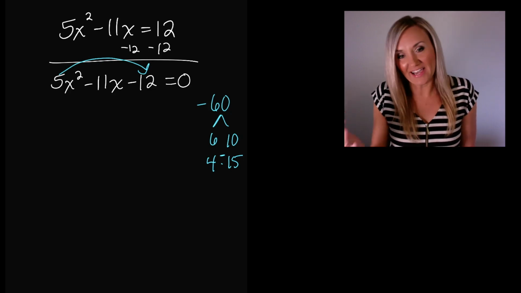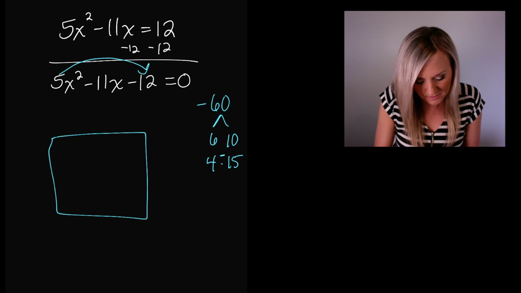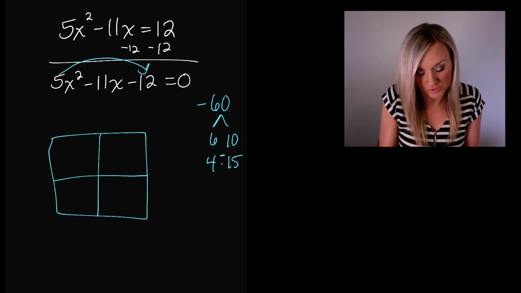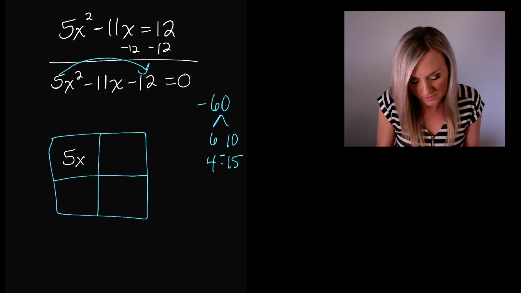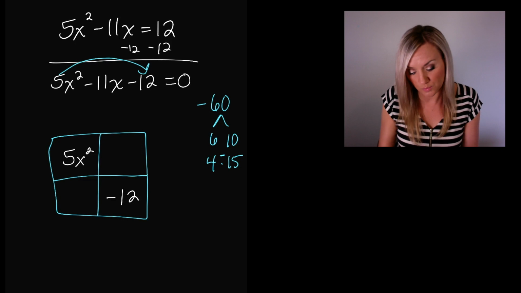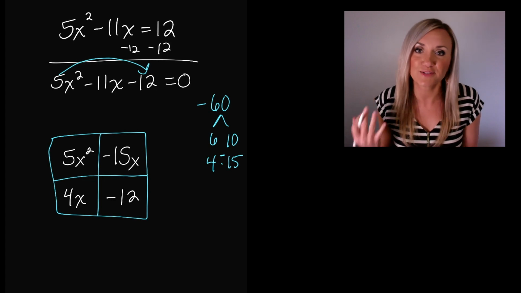Okay, so now that we found our factors, let's draw our box. Good deal. And first term goes in the first box, so 5x squared. Last term goes in the last box, negative 12. The two that we found, 4x and a negative 15x, go in the diagonals, and let's pull out greatest common factor.